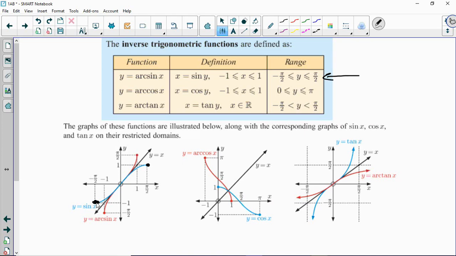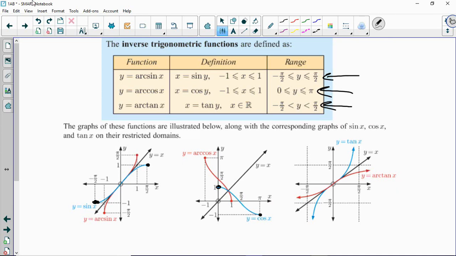Similarly, for cosine, we restrict the domain to be from 0 to π, because that hits all of the y values from -1 to 1. Therefore, the range of arccosine is from 0 to π. And then with tangent, we just restrict in between two vertical asymptotes. So we go from -π/2 to +π/2, and that becomes our range of arctan.